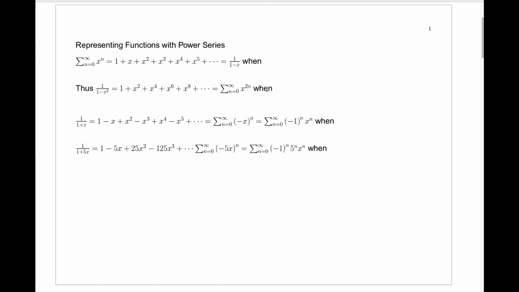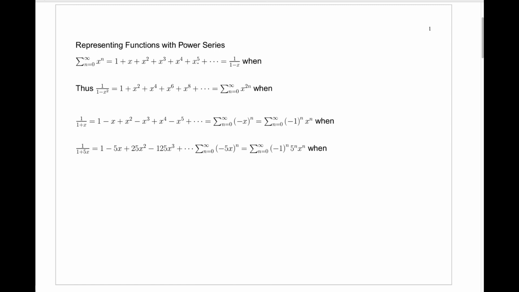We're going to start talking about representing functions using power series. We're going to start with one that we've already talked about several times before. This series 1 plus x plus x squared plus x cubed, etc. That's the sum from n equals 0 to infinity of x to the nth power. We already know, just by the formula for a geometric series, this is a geometric series with first term 1 and common ratio x, that is equal to 1 over 1 minus x.